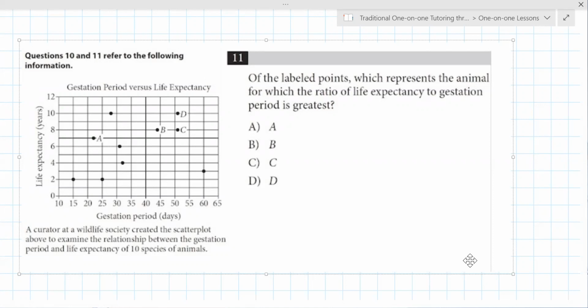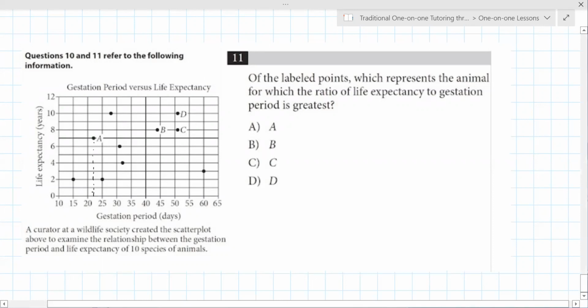Okay, so let's just look at A. What is the gestation period for A? What's the X value here? That's 20, roughly. 21/7. Actually, I'm sorry, it's the other way around. You have to go the other direction. It's 7/21. And how about for B?